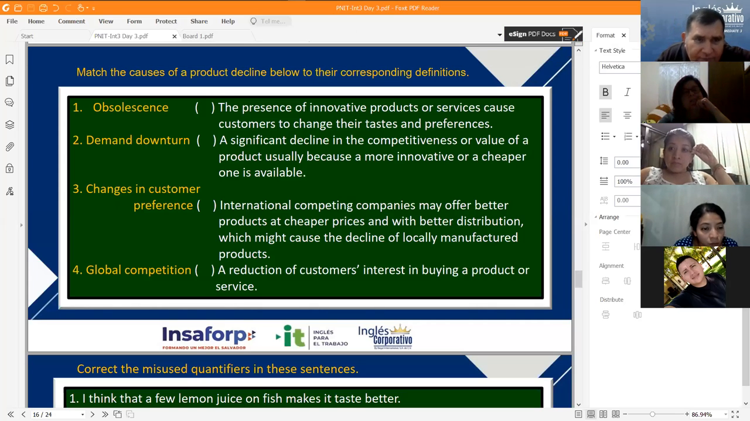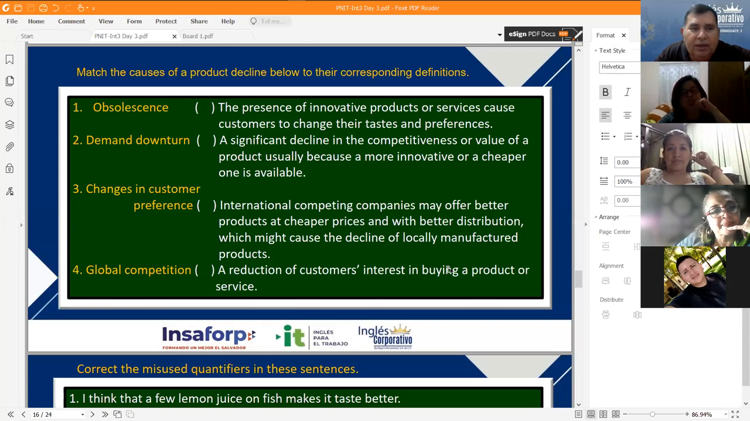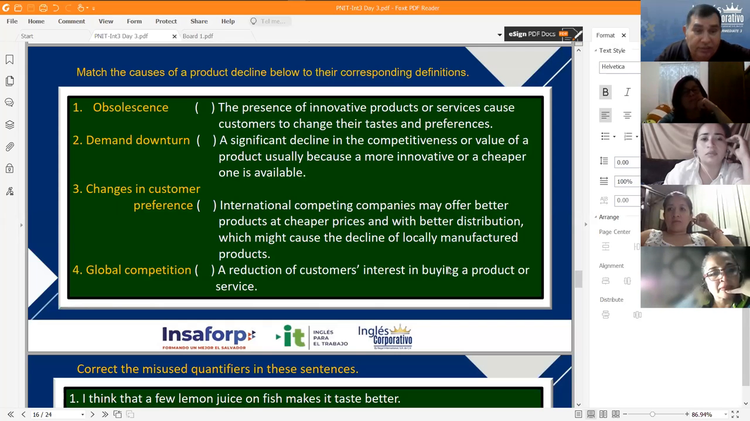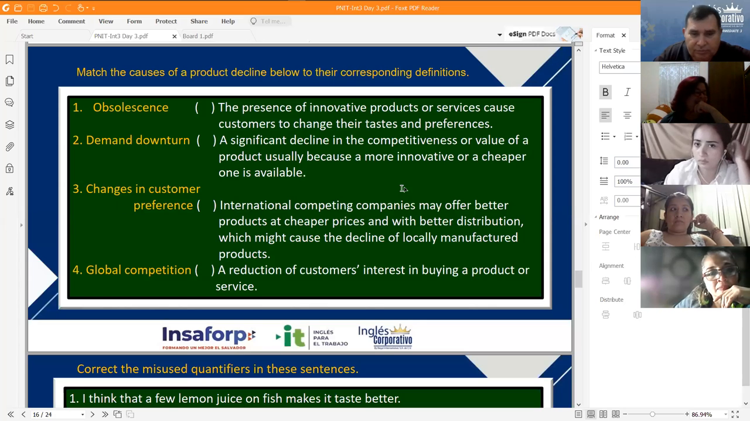The presence of innovative product or service causes customers to change their taste and preference. Yes, we are matching the definitions. So, when something is old, yes. If I have one new cell phone this month, then in three months my cell phone becomes obsolete, because the technology is advanced every day.